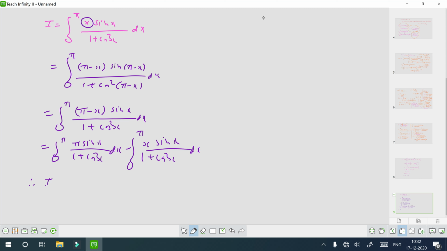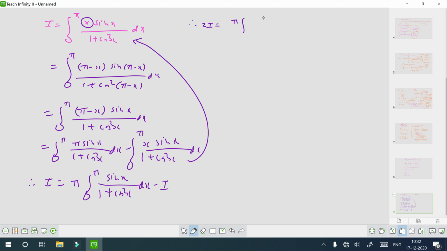So I is equal to શું મને મળે? pi common 0 to pi sin x over 1 plus cos square x મને મળે અને આ થઈ જાય minus I. છે ને? આ I જ છે જો. And therefore 2I is equal to શું થાય ભાઈ? pi times 0 to pi sin x over 1 plus cos square x. તો શું લેવાય? cos x is equal to t લઈ લો, કારણ કે ડેરિવેટિવ ન્યુમરેટરમાં છે. minus sin x dx is equal to dt. And therefore sin x dx is equal to minus dt.